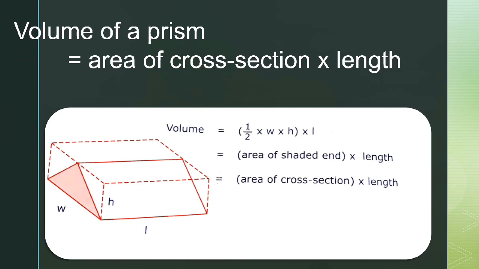Now, consider a triangular prism. If we enclose it in a cuboid, we can see its volume is half of the cuboid, right? So we have 1/2 times width times height multiplied by the length is the volume of a triangular prism, or the area of shaded end times length is the volume. And as you can see in the picture, the area of shaded end is a cross section. So we can say area of cross section times length is the volume.